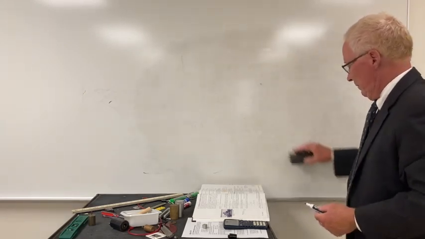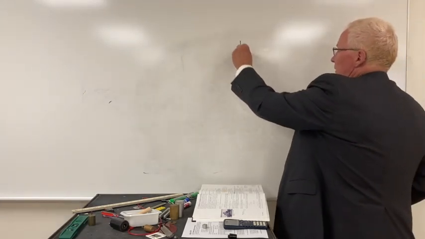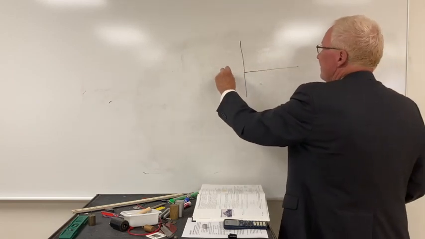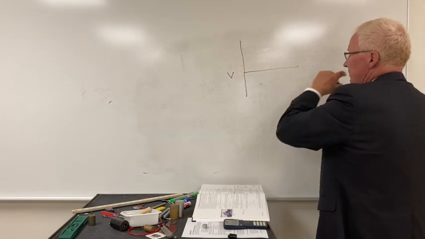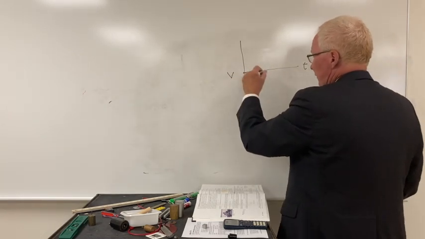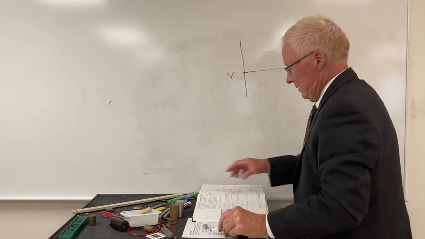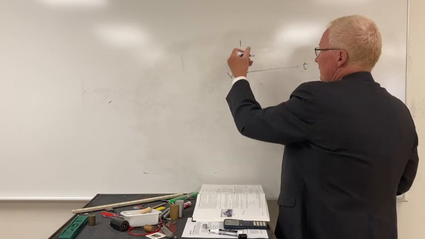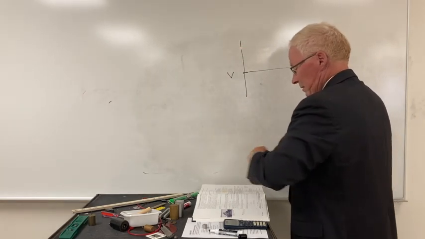I'll do one example. If we look at a graph, the two graphs, here's v, and here's time, graph time. So we start with the first one of minus, of plus, that doesn't work.